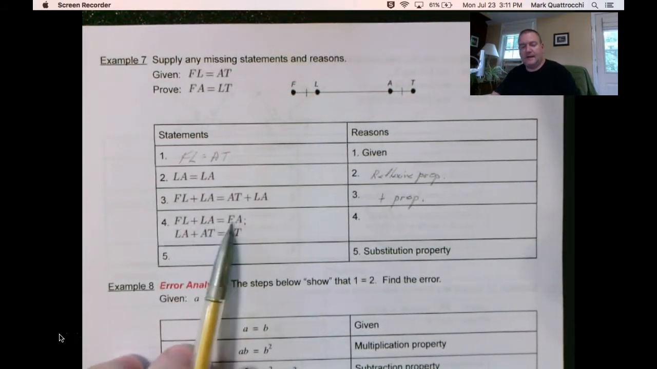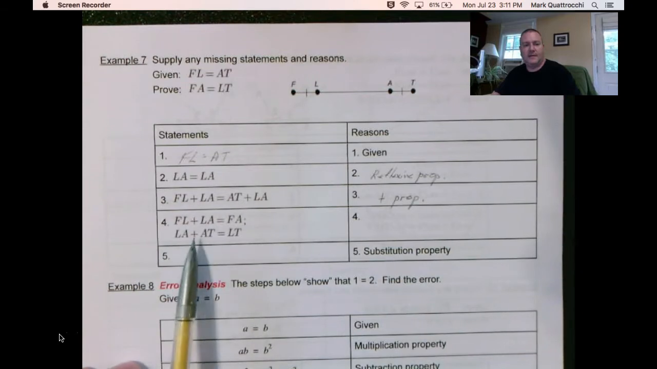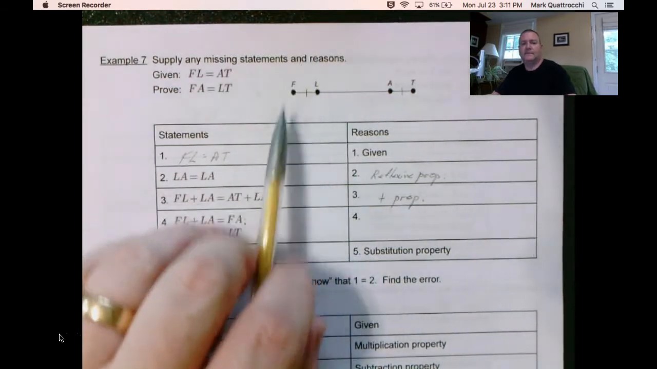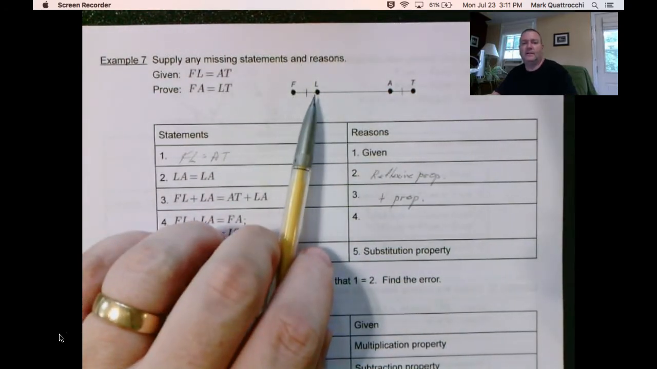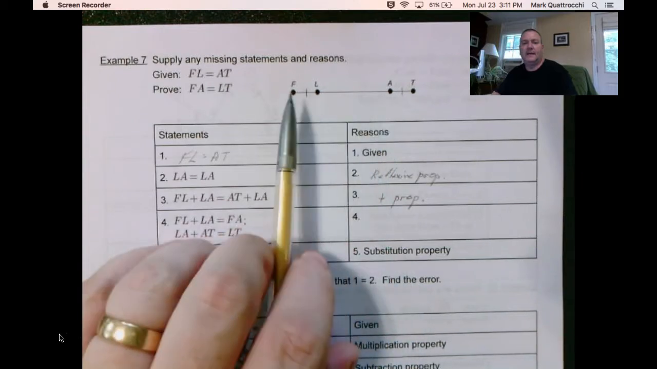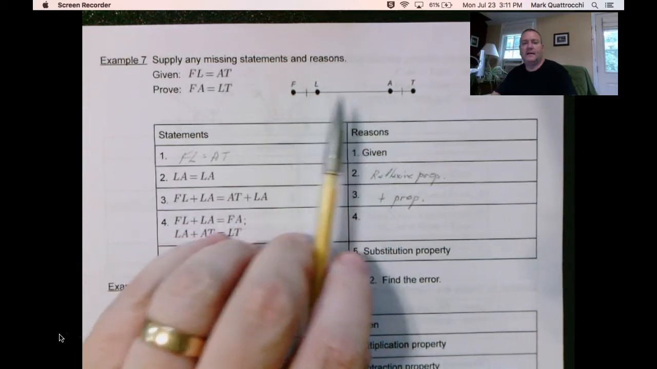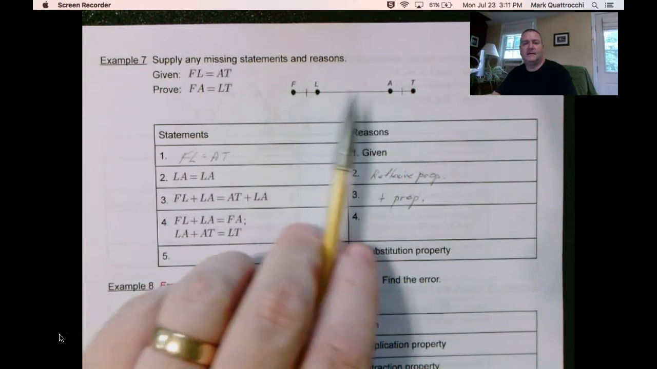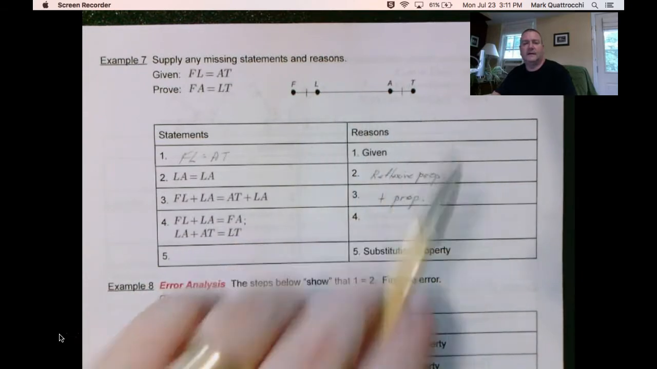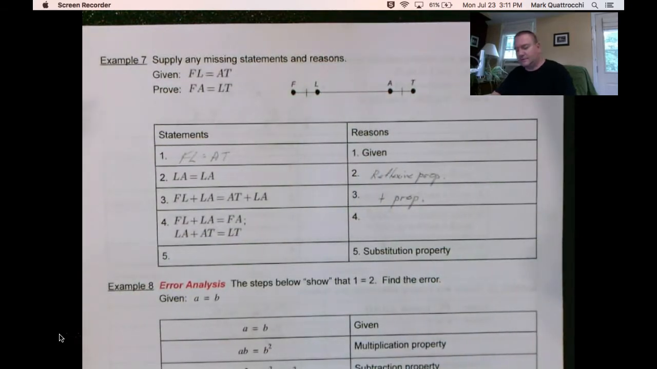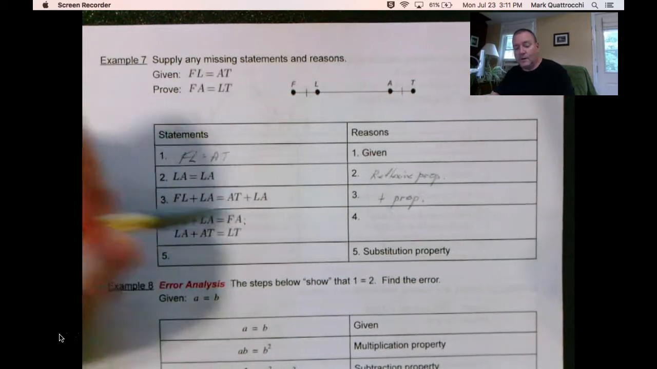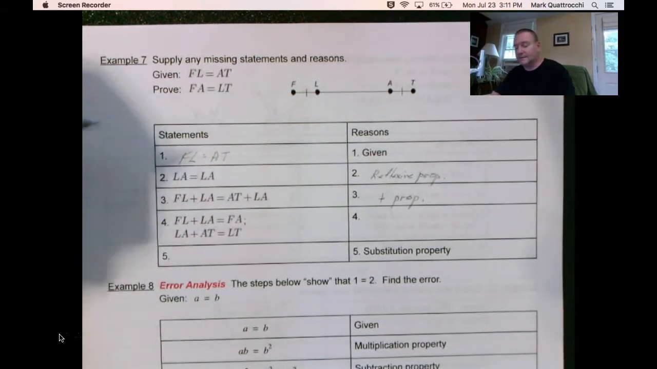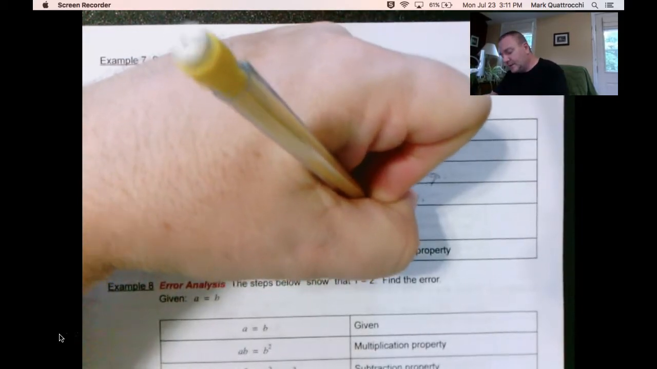FL plus LA equals FA, and LA plus AT equals LT. Let's look at the diagram. FL plus LA equals FA, and LA plus AT equals LT. What allows us to make those two statements? Well, I've combined them into one statement because they have the same reason, and that's the segment addition postulate.